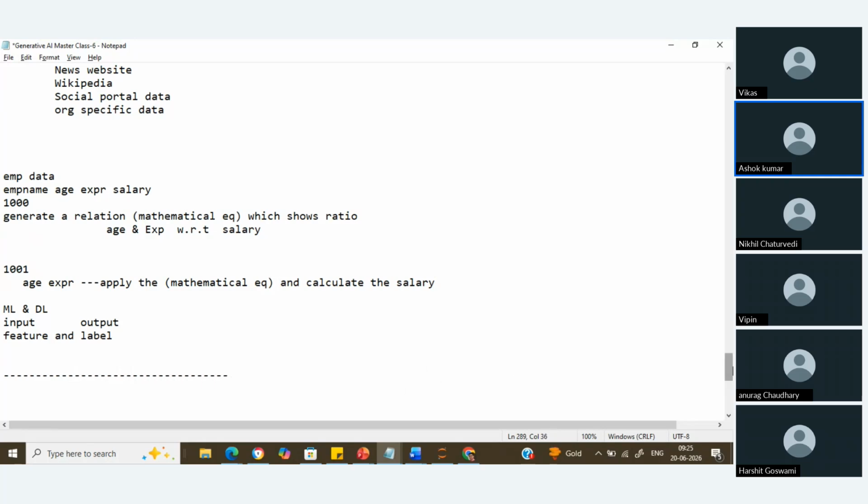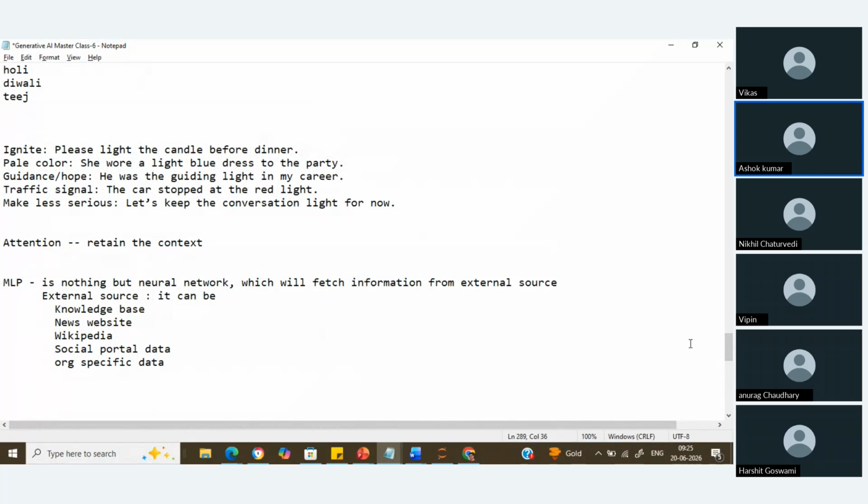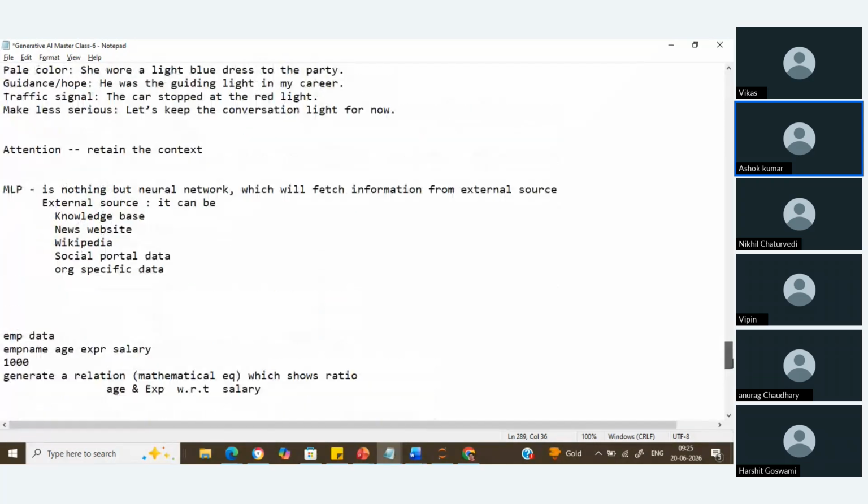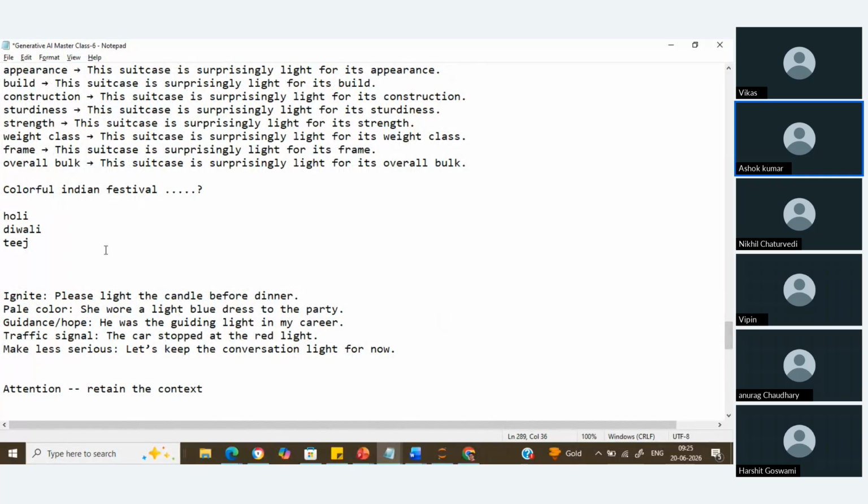If you take this particular example, say colorful Indian festival, and share it with someone who does not have information about Indian festivals, he or she will not be able to provide the context or generate Holi or Diwali. But with the help of the transformer architecture, first we are going to retain the context. And what is the meaning of retaining the context?